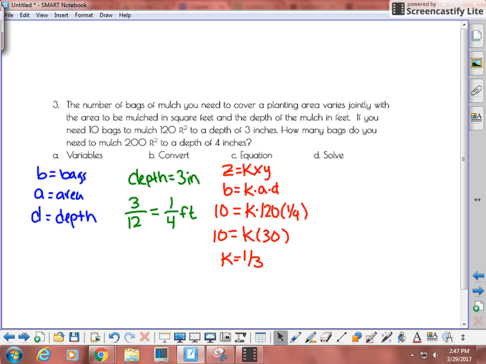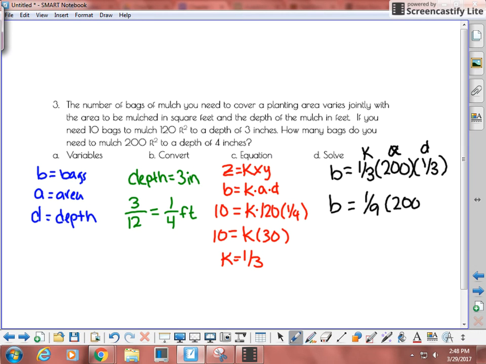Now with the k value, I go back and put it into the next equation to actually solve for what it's asking for. It's asking for how many bags do you need to mulch 200 feet. So if I'm going to mulch 200 feet of this, I'm going to plug this back in. So bags is going to be equal to 1/3 times 200 times 1/4. Again, because that's my k, my x, and my y, or my area and my depth. Okay, so then I'm going to put these together and get 1/12 times 200, or I'm just dividing it by 12. So that means I need 16.7 bags, which really means I need 17 bags.